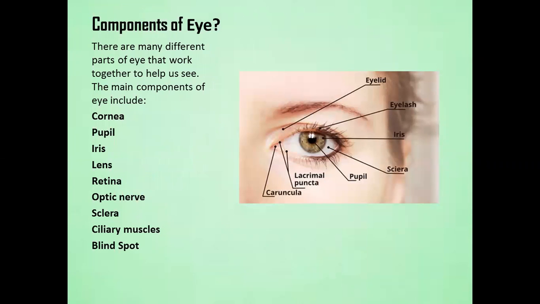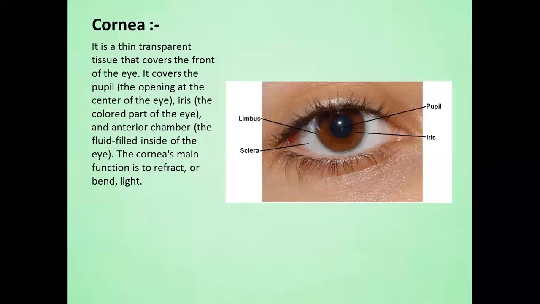Components of the eye. There are many different parts of the eye that work together to help us see. The main components of the eye include cornea, pupil, iris, lens, retina, optic nerve, sclera, ciliary muscles, blind spot, etc.